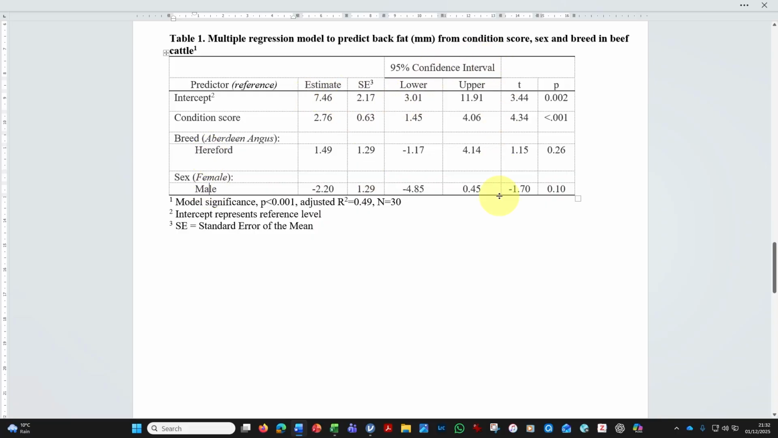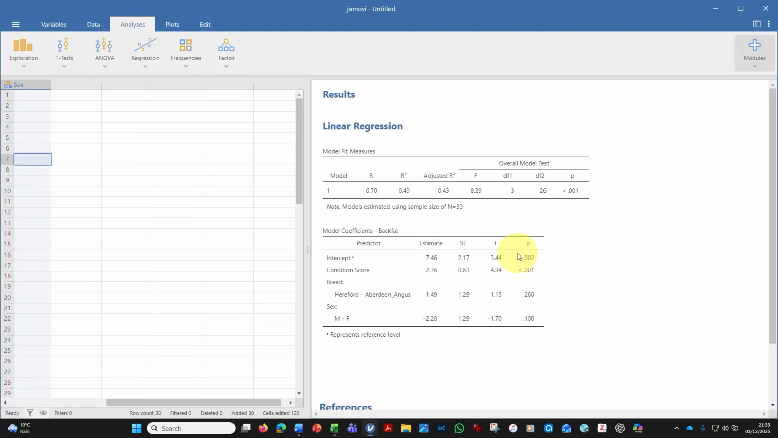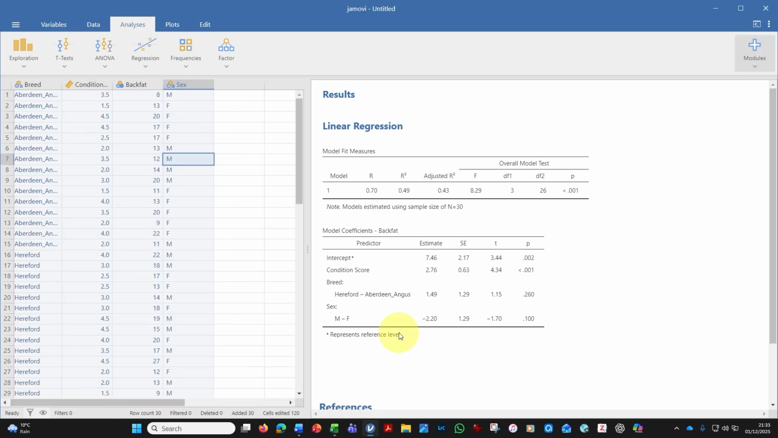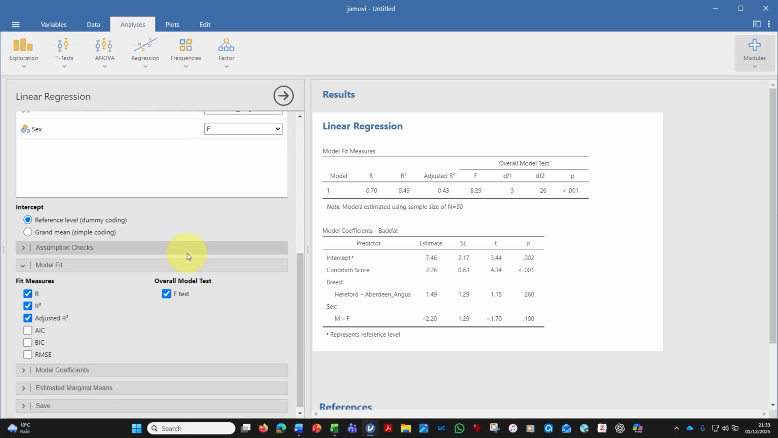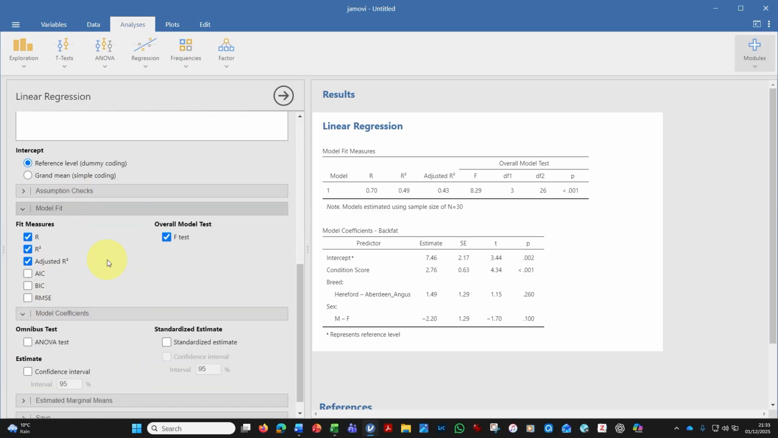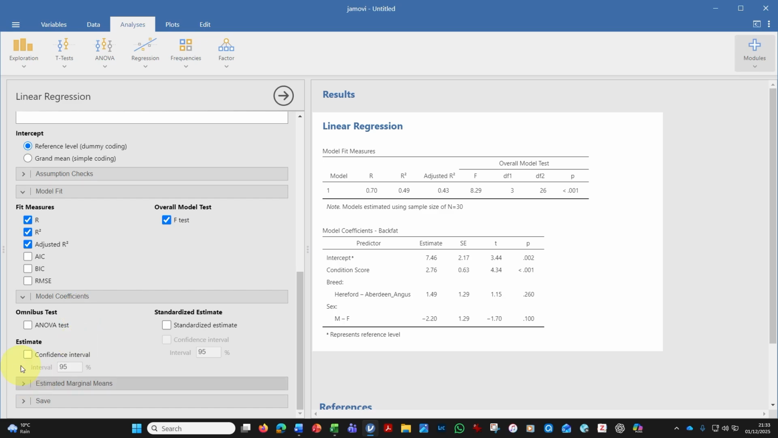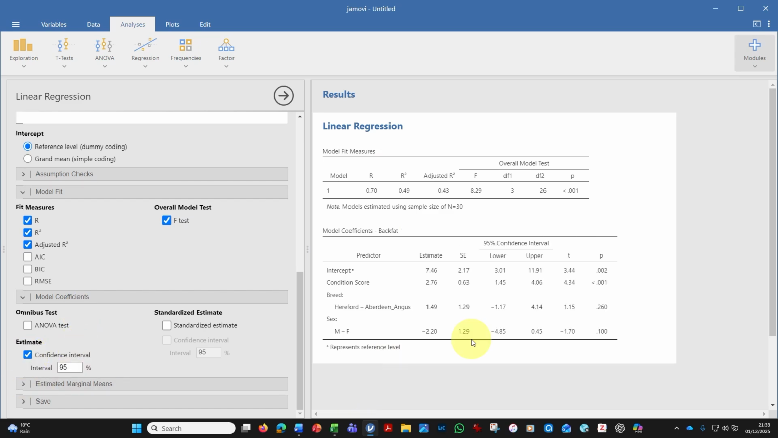Oh, confidence intervals, we forgot about those, didn't we? So let's go back to Jamovi. I don't have confidence intervals at the moment. I'm still looking at the data here. So if I click here on the table, I can go back to my model coefficients, and I can click on confidence interval, and there they are.